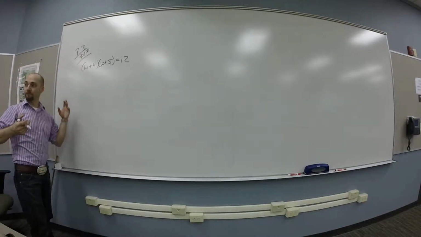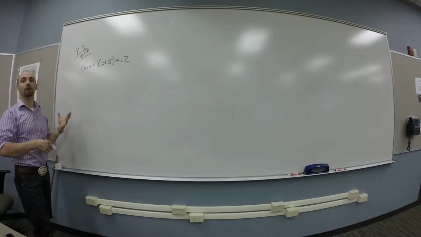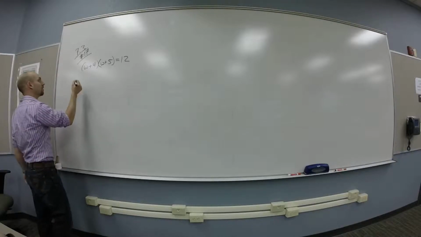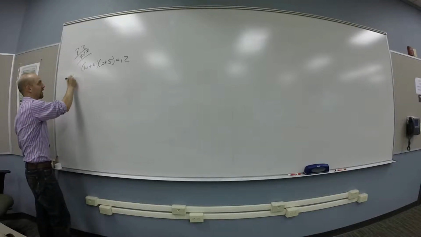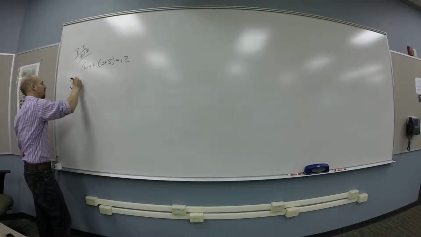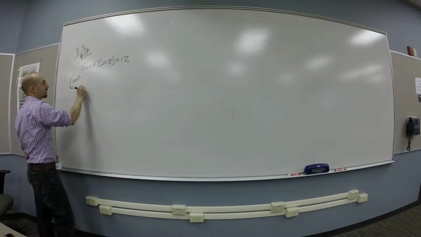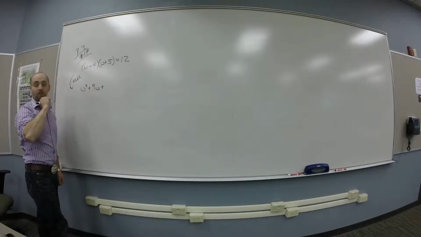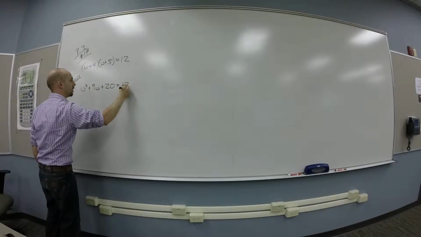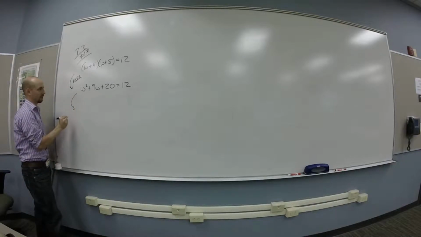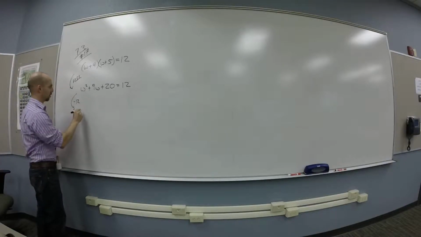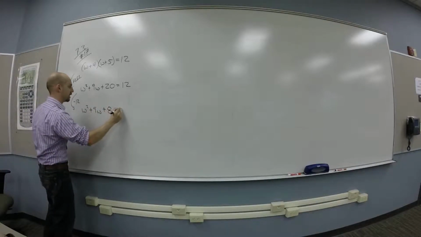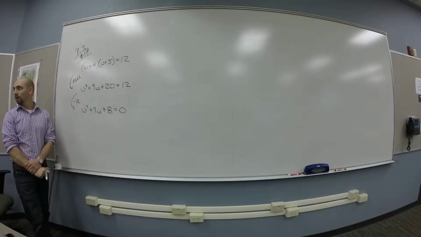Okay, so I should both FOIL the left-hand side out and subtract the 12. Move the 12 over. So let's do that, FOIL first, then move. So we FOIL first, we get W squared plus 9W plus 20 is 12. And then I should subtract the 12. Okay, so I got W squared plus 9W plus 8 is 0. So then you could do quadratic with that, right?